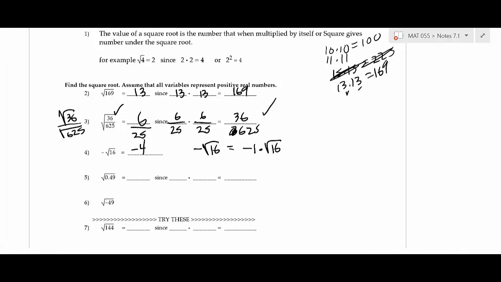Without your calculator. A lot of times students can't do decimals because they don't remember how to multiply decimals without a calculator. Well, you got a 49, so what times what is 49? 7. So it's got to have a 7 in it, but it's also got to have a decimal. Okay? The decimal would be 0.7.